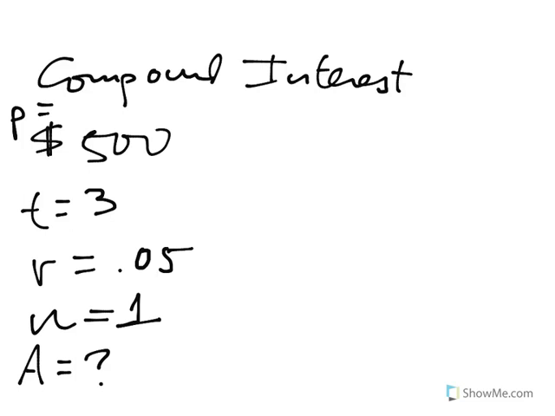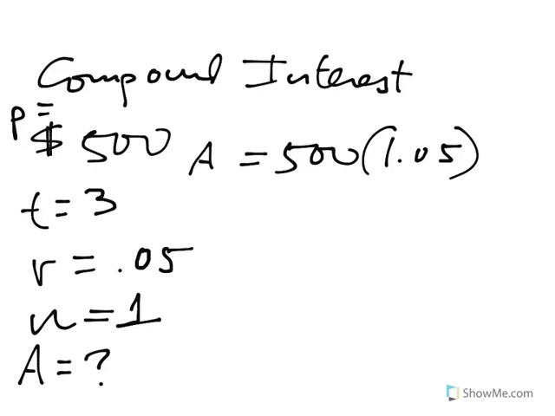e gets used in a certain type of financial application. So here's a compound interest question. I put $500 in the bank. I get 5% interest, so it's 1.05, compounded once a year for 3 years. So the amount of money I'll have at the end is 500 times 1.05 to the third power, which is about $579.